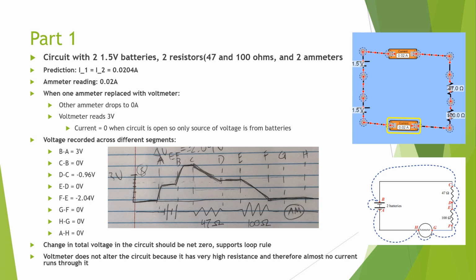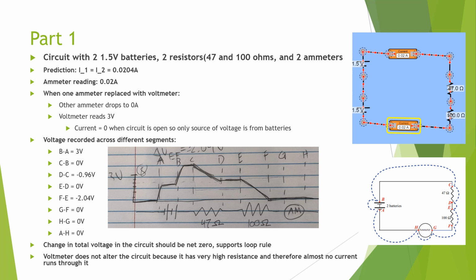When one ammeter was replaced with a voltmeter, the other ammeter dropped to 0 amps, and the voltmeter read 3 volts, because current equals 0 when the circuit is open, so the only source of voltage was from the batteries.